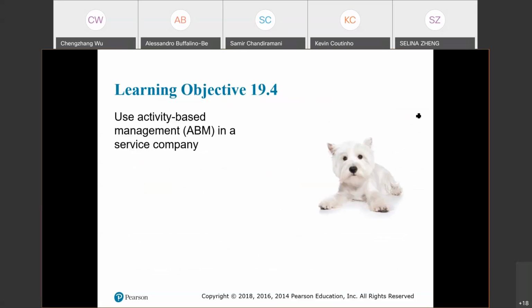Starting from next class, I will introduce how activity-based management is used in a service company. In addition, in the next class, I will introduce JIT, just-in-time, and total quality management.